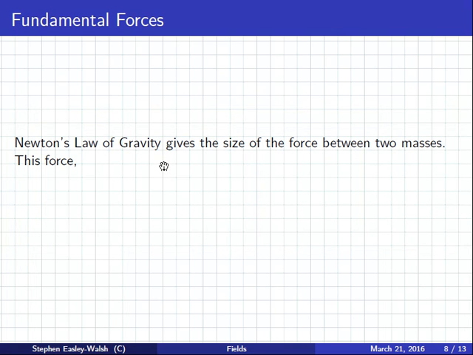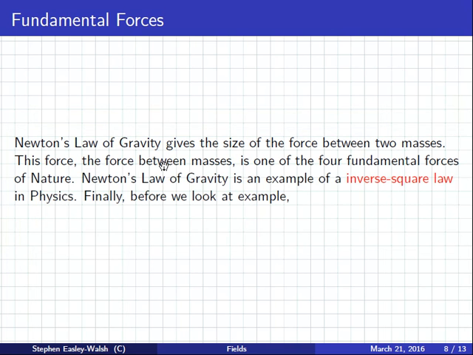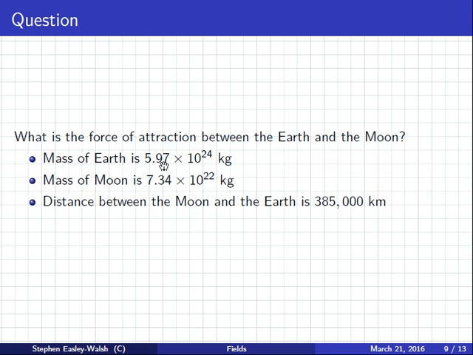Newton's law of gravity gives the size of force between two masses. This force is one of the four forces of nature, which we actually talked about yesterday. And it's also an example of an inverse square law, which we also talked about yesterday. Please note the small value of g. Yesterday I said please note the big value of k, please note the small value of g. It's actually important that gravity is much weaker than the Coulomb's law force.